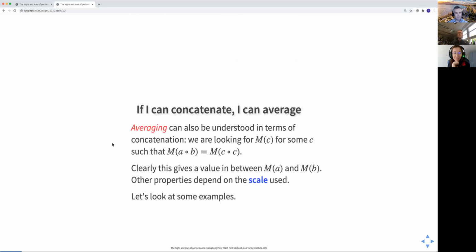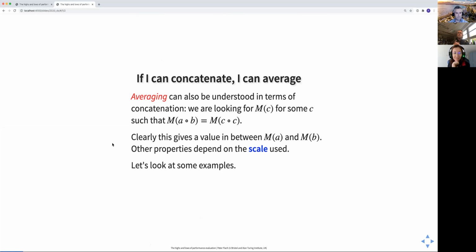So why is this hard? Well, before we look at some examples, let me also stress that if I can concatenate, I can average, right? So averaging is just saying, well, if I want the average of A and B, then I want an object C such that the measurement on C concatenated with itself gives me the same measurement as A concatenated with B, right? And we have different ways of averaging objects, and I will actually talk about that at some length. So let's look at a few examples.